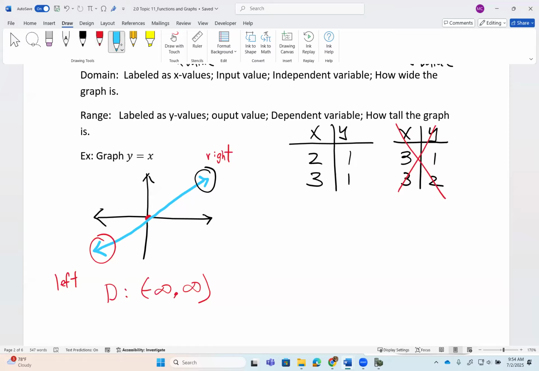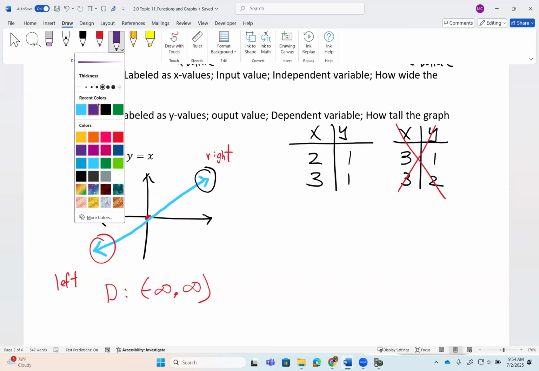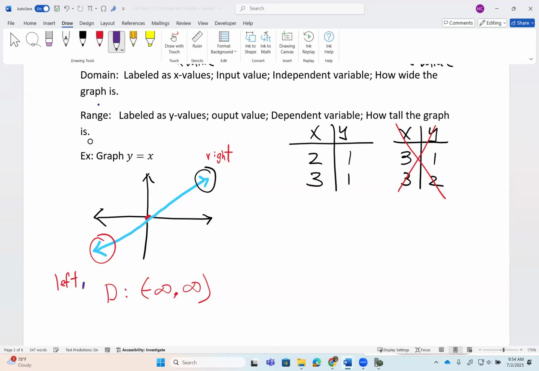Range is how tall the graph is. This arrow is pointing left, but it's also pointing down at the same time. This arrow is pointing right and also pointing up at the same time, right? So when we talk about the height of the graph, how tall the graph is, we are thinking about all the y values, which is the range. So how negative does my y value go down to? It goes from left to right, or down to up, coming from negative infinity all the way up to positive infinity. So that's my domain and range for a linear equation.